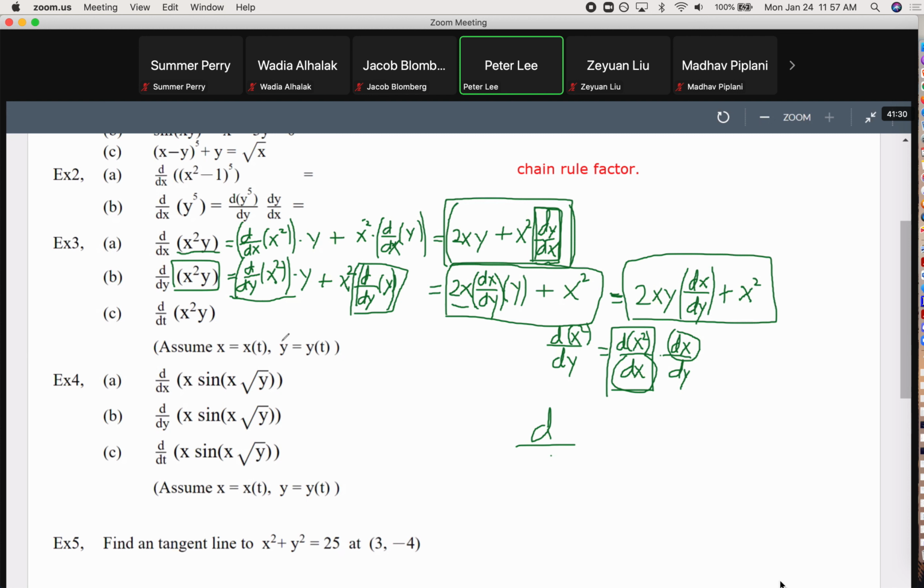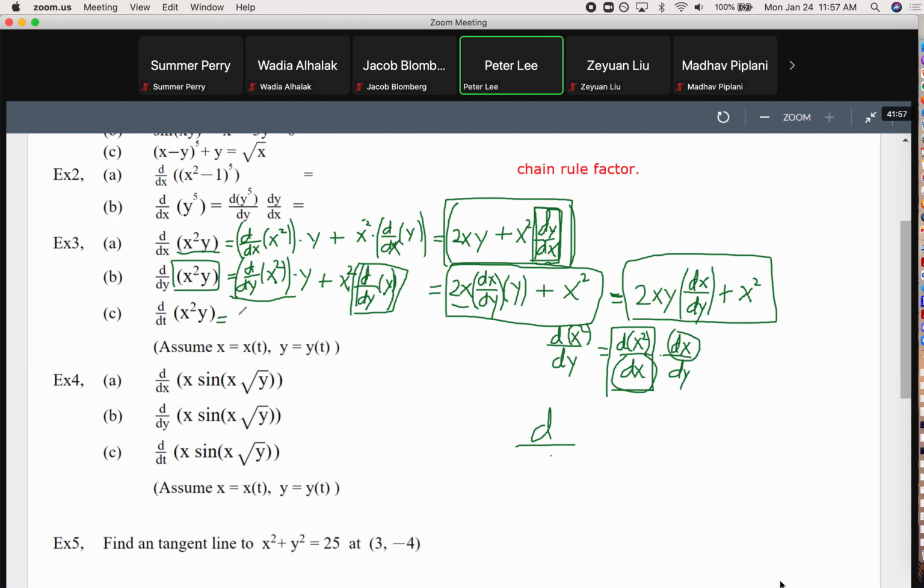So now let's look at example 3, part C. Now what is d/dt of x squared y? This is going to be, take the derivative of x squared with respect to t. This time I'm going to skip the middle step here. So this is going to be what? Should I just skip the middle step here, or should I write the full step?